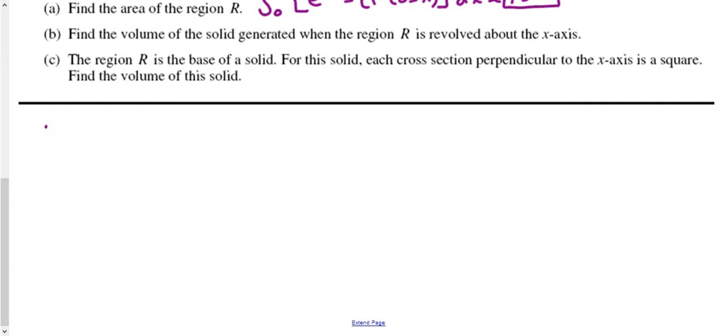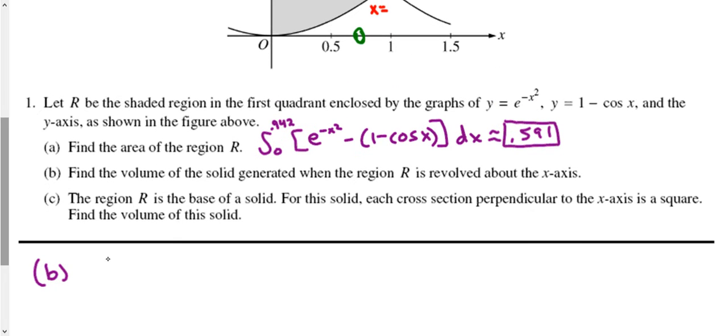Do it in purple again. And you know what, too? Well, yeah, we'll just keep going with this. The part B, we're just going to make circles. Right? So it's going to be pi times the integral. We're still going to go from 0 to 0.942.